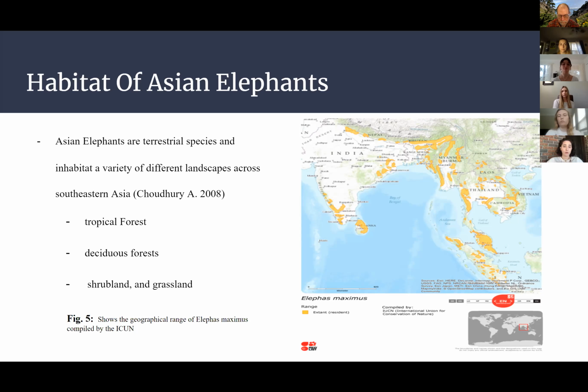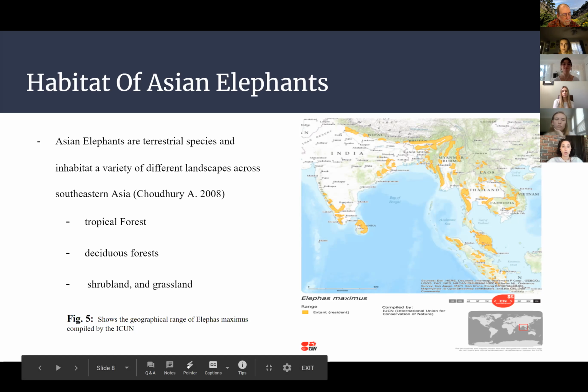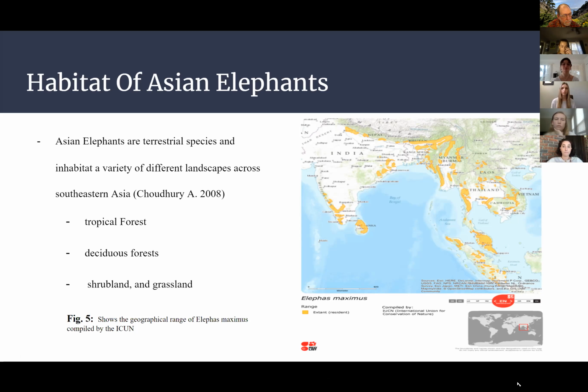The thing about Asian elephants is they're pretty generalist in the fact that they can live in a variety of different habitats, including tropical forests, deciduous forests, and then also shrub and grasslands. And then there's also some other factors that go into what makes a viable habitat for these species, such as proximity to humans, which is obviously a problem because humans are increasingly encroaching on their habitat. So we're seeing a huge decrease in viable habitat for these species. Could do next slide.